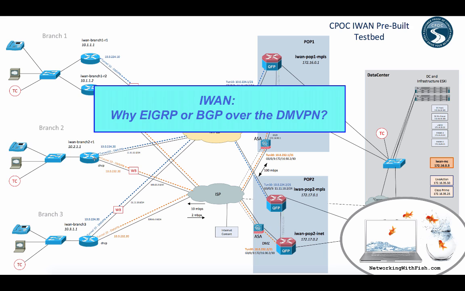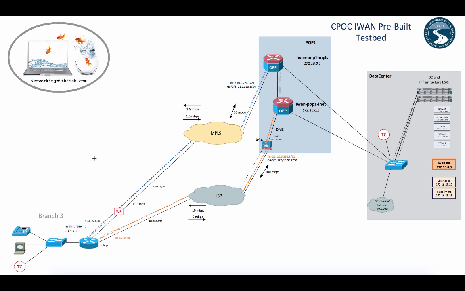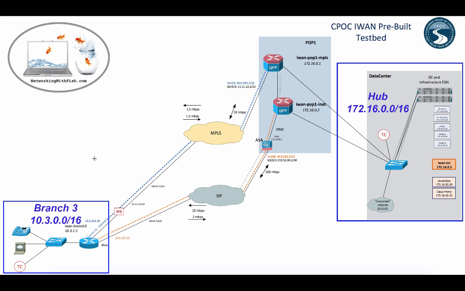So what we're going to go ahead and do is look at the CPOC, the Customer Proof of Concept IWAN pre-built testbed, the brownfield one, not the greenfield one with the APIC-EM and the IWAN app. So this is already all built. We're going to drill in just a little bit so it doesn't get so busy, and look just at branch 3. So branch 3, and then we have an ISP cloud, an MPLS cloud, and we also have POP1, as you notice the other POP1 away, and a data center.